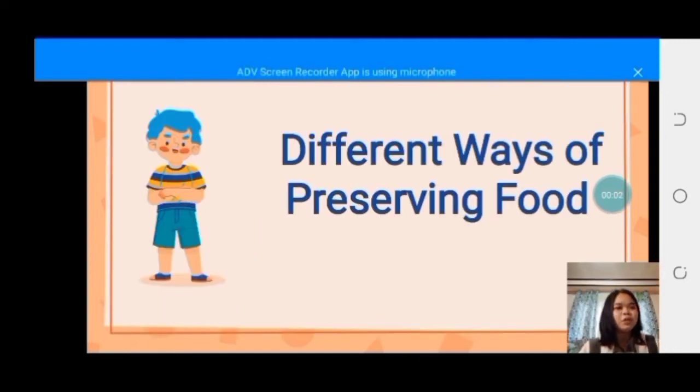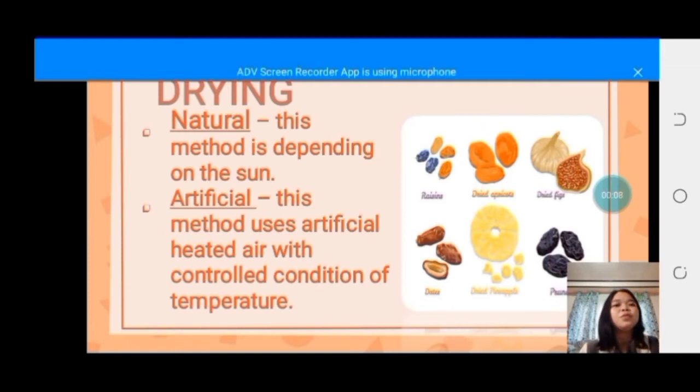There are different ways of preserving food. We have salting, drying, and freezing. We have two types of drying procedure, the natural and artificial. Natural: this method depends on the sun. Artificial: this method uses artificially heated air with controlled conditions of temperature.